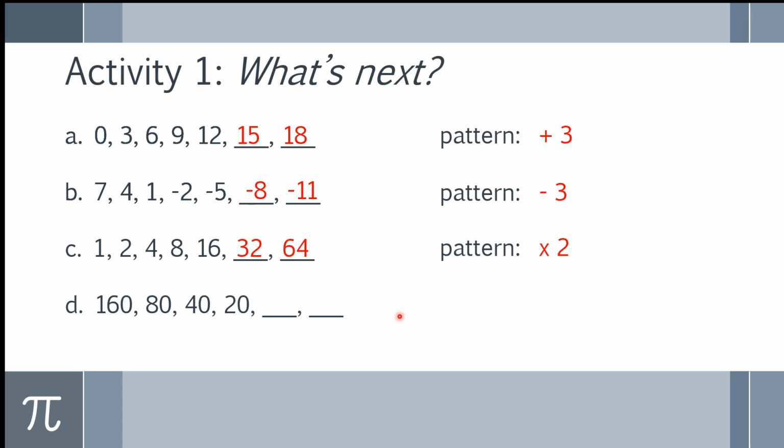So what will be the pattern for letter D? The pattern is, we simply divide it by 2. So the next number, after 160, 80, 40, 20, we must divide it by 2. 20 divided by 2 is 10. 10 divided by 2, the answer is 5. So that is how we are going to find the next few terms of the given sequence.